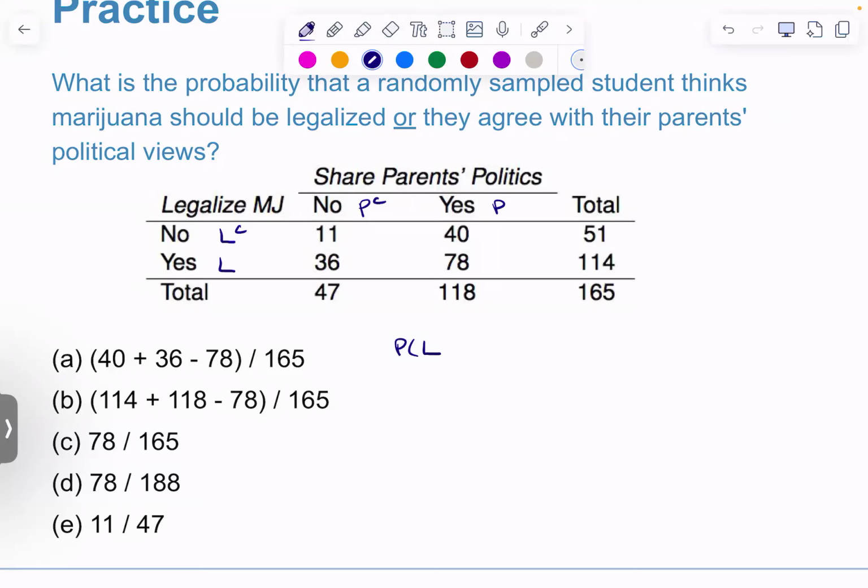Kind of a jump, but with practice, you'll get there. You could have written it all out in words too, but I want to use the notation. So we want to find the probability that they think that marijuana should be legalized, which is L, or they agree with their parents' political views, or P. Okay.